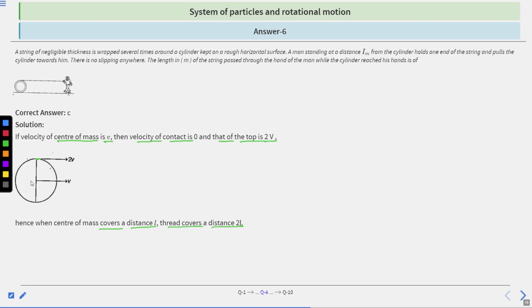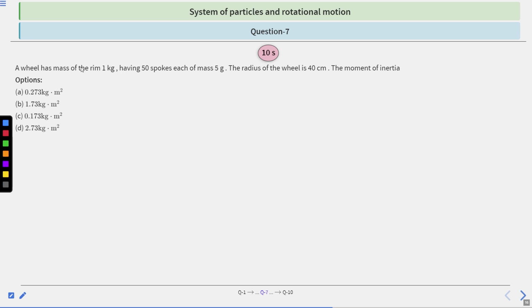Next question. Question 7. A wheel has a rim of mass 1 kg, having 50 spokes, each of mass 5 gram. The radius of the wheel is 40 centimeter. The moment of inertia is what? So here the question asked is about the moment of inertia. So which option is correct? Option A 0.273 kg meter square. Option B 1.73 kg meter square. Option C 0.173 kg meter square. Option D 2.73 kg meter square.